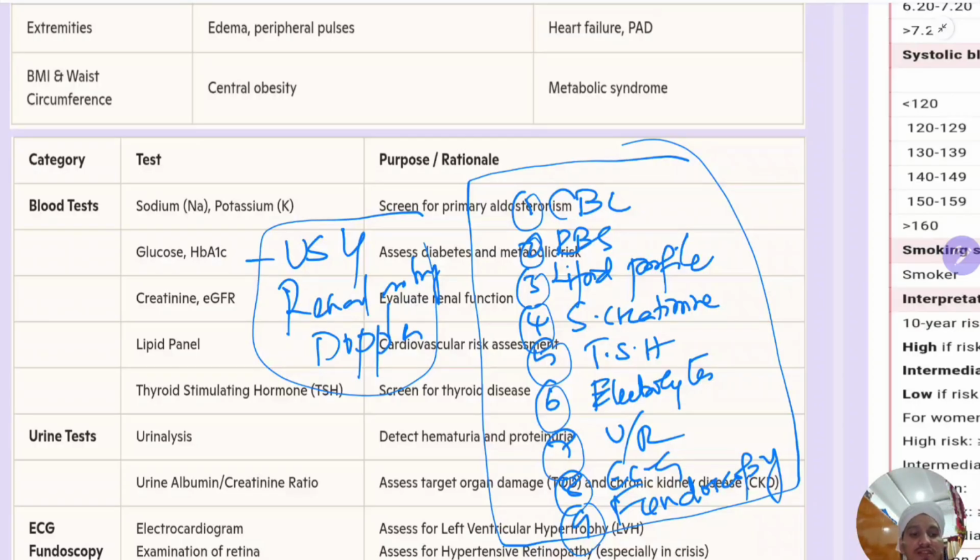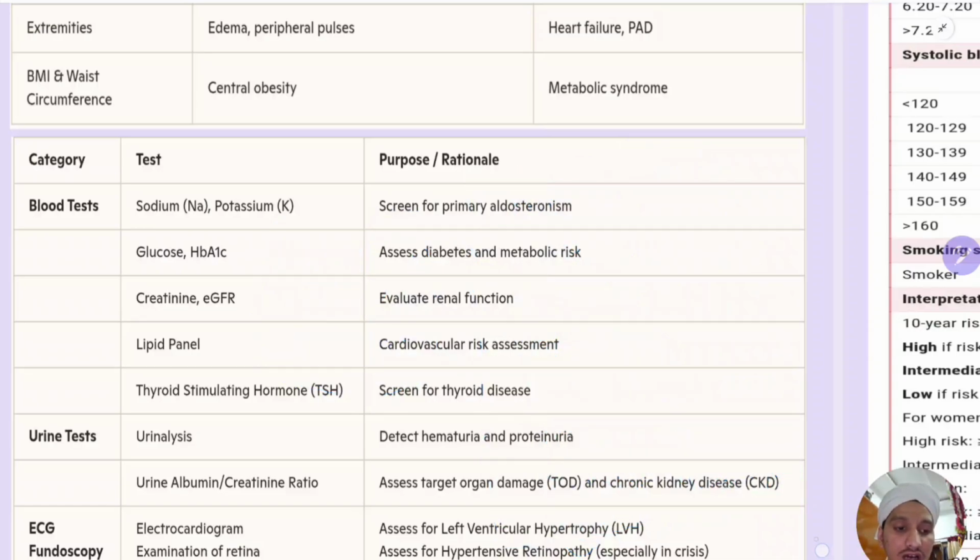In the general physical examination, you go for vitals, pulse and BP, then fundoscopy, then the neck and thyroid, then chest, abdomen, and limbs. In history, ask about symptoms suggestive of target organ damage, the four organs. Next, exclude renal and endocrine causes, then obstructive sleep apnea, then drug induced causes, and then family history.